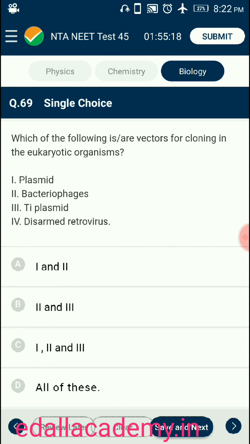Question number 69. Which of the following is a vector for cloning in eukaryotic organism? Vectors are carriers of DNA which are used to transfer gene of interest into the host cell. Vectors used at present are engineered in such a way that they help in easy linking of foreign DNA and selection of recombinants and non-recombinants. Plasmids and bacteriophages have the ability to replicate within the bacterial cells independent of the control of chromosomal DNA. So the answer for this question is option D. All of these are vectors for cloning in eukaryotic organisms.